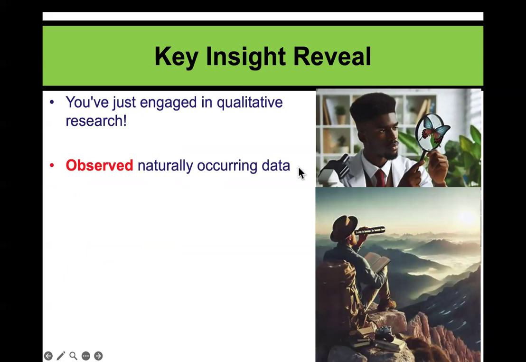For instance, first, you observed naturally occurring data. Think about what you just did. You watched real people on Instagram sharing real content in their natural environment without interfering or manipulating anything, or maybe they are manipulating. That's exactly what qualitative researchers do. They observe things as they naturally happen.